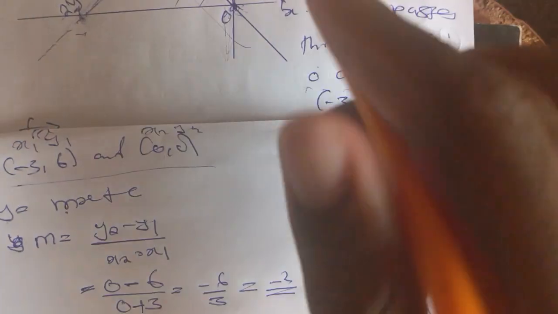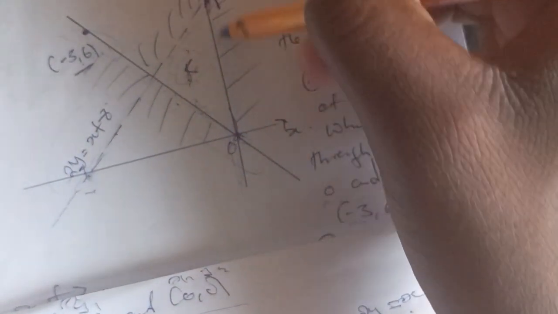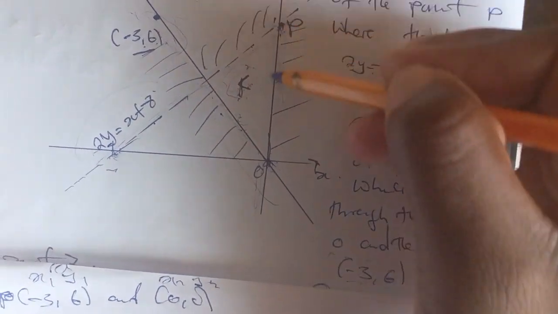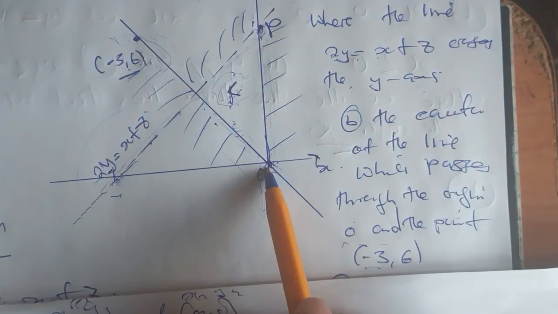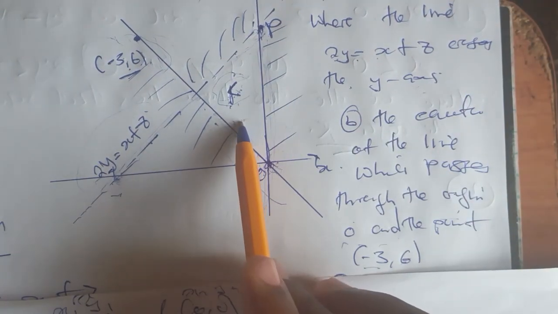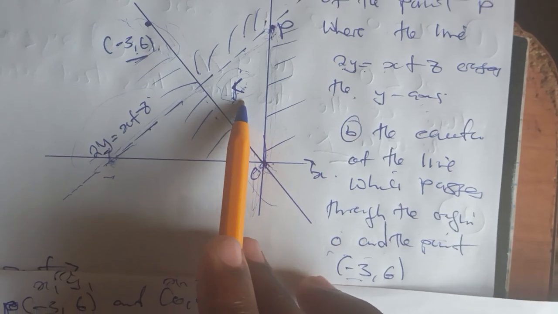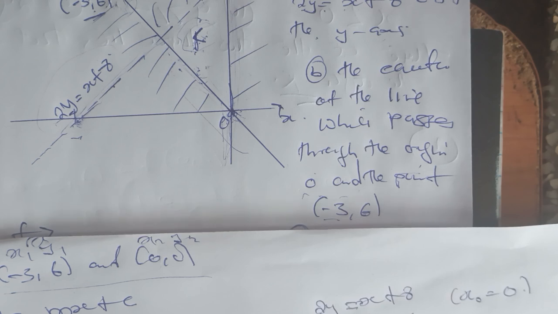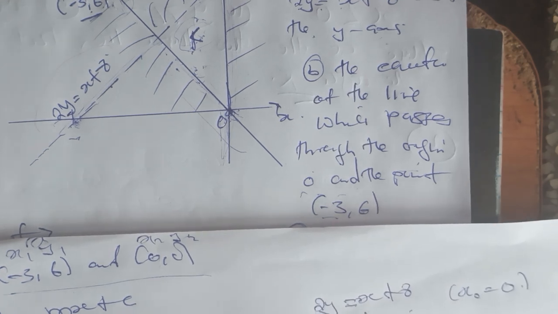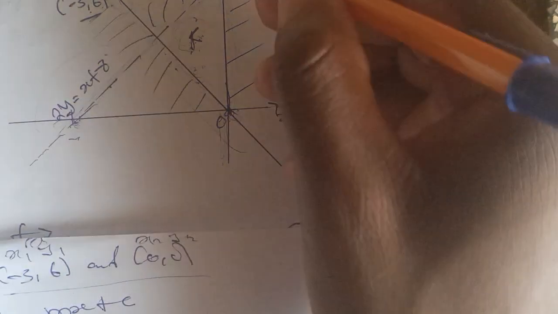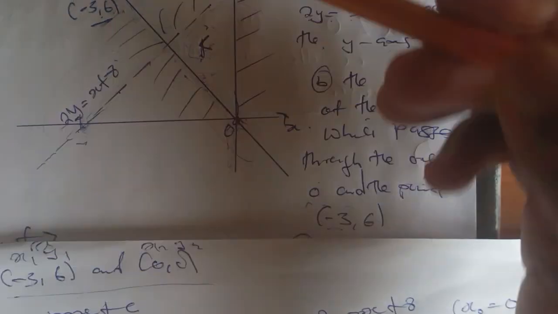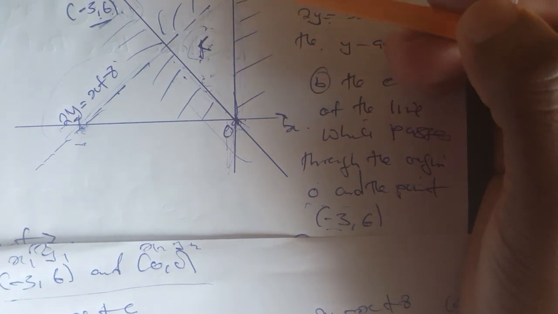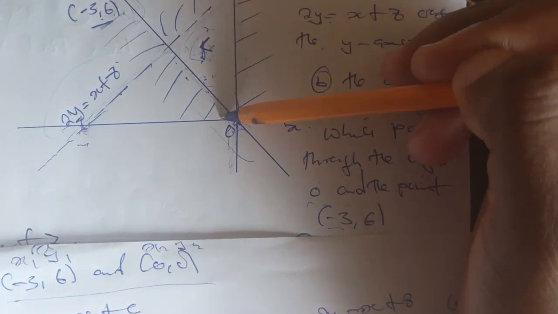Now for inequality 3, we are saying x equals 0. Under this inequality, we've seen that the region is on the left-hand side. Left-hand side means less than, and it is bounded by a solid line. So this is going to be x is less than or equal to 0. That is what they want, in short.